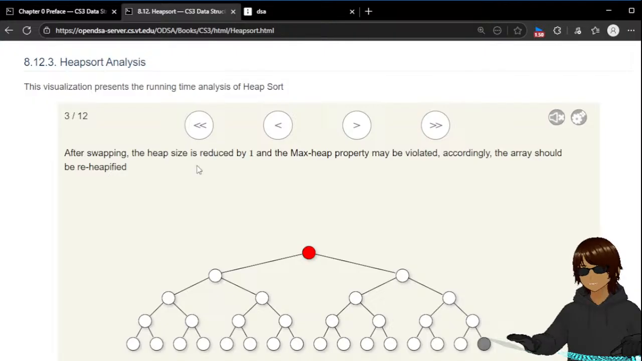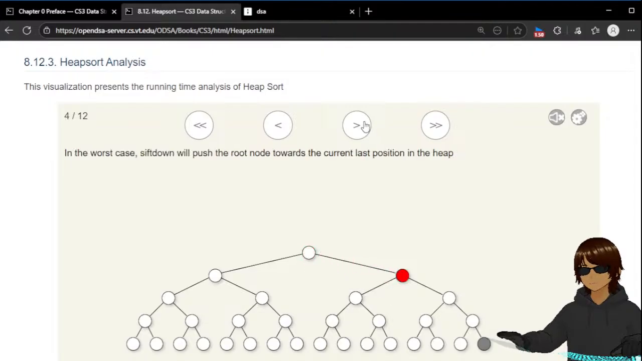After swapping, the heap size is reduced by 1. The max heap property may be violated. Accordingly, the array should be reheapified. Shift, shift, shift. So log i amount of work, where i is the index of the current position in the heap.